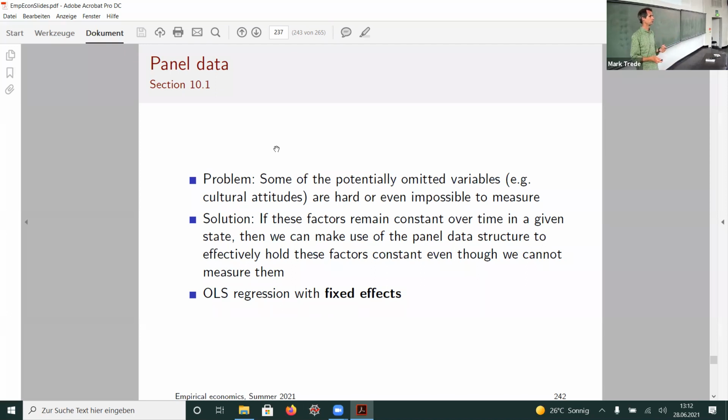So there are two approaches. The first one is to get the data that might be omitted and improve your regression. Of course, that's the golden way. And the second approach is to somehow hold fixed those variables that might vary, but where you could reasonably assume that they do not vary much if you focus on one state. All right, and this is what we are going to do.